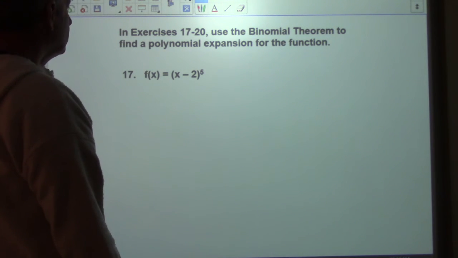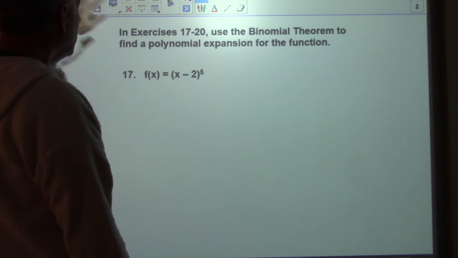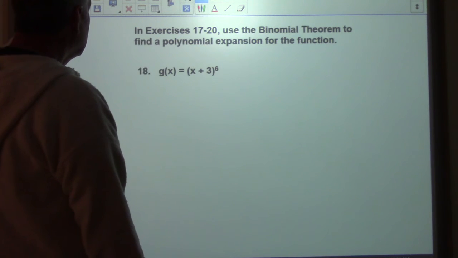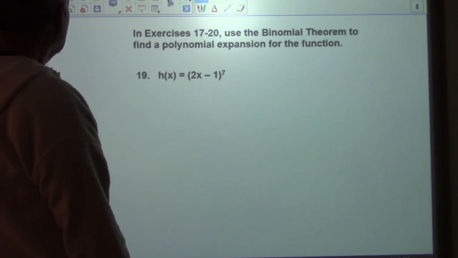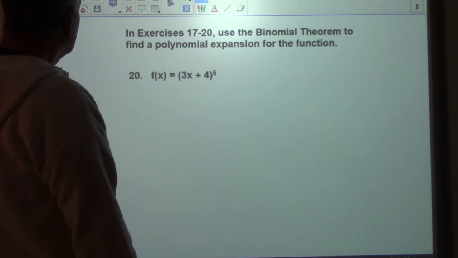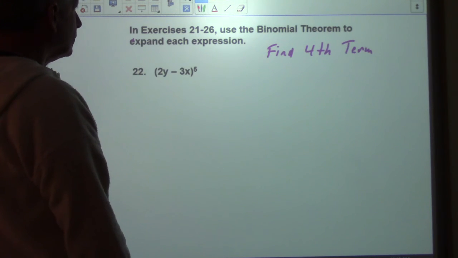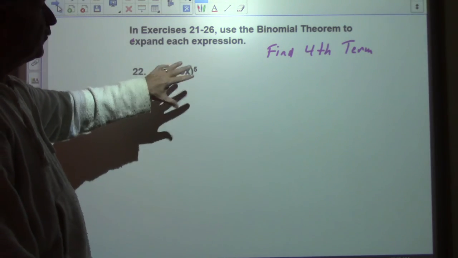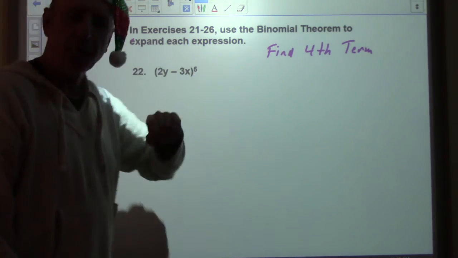What I want to do is go on. In 17 through 20, what we're doing is using the binomial theorem to do the whole expansion, and it's asking you to write down the whole thing. We're focusing in on the individual terms right now. So I'm going to take this one here, for problem 22, and find the fourth term.